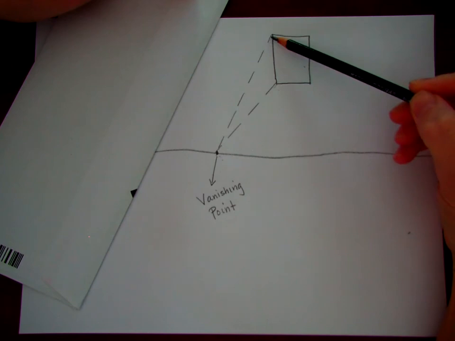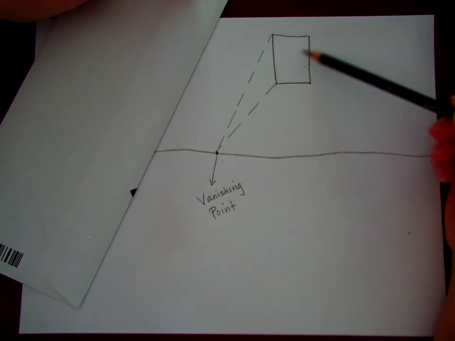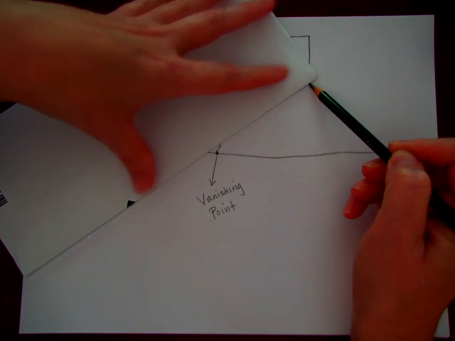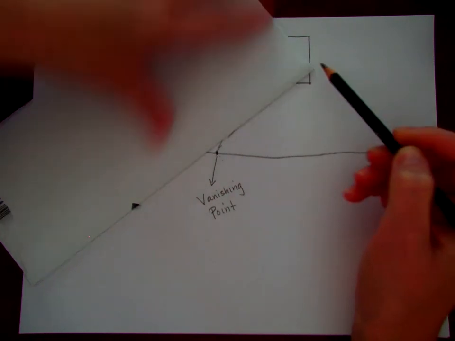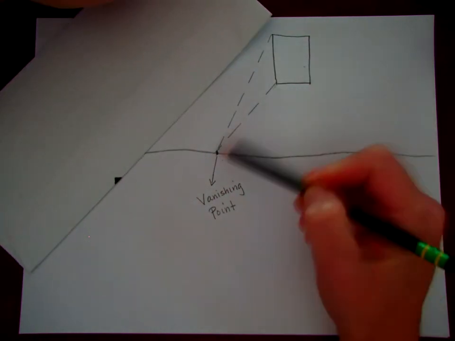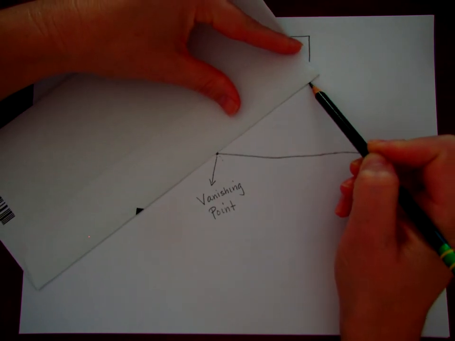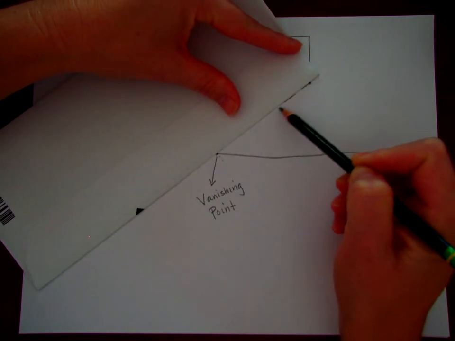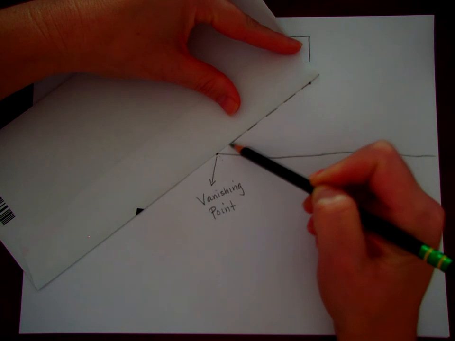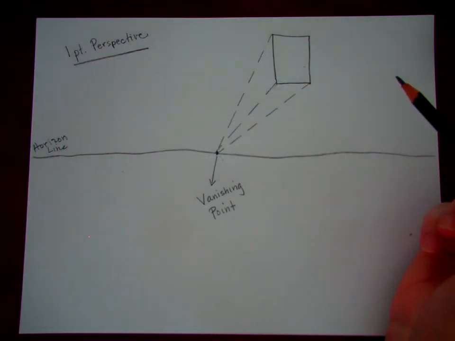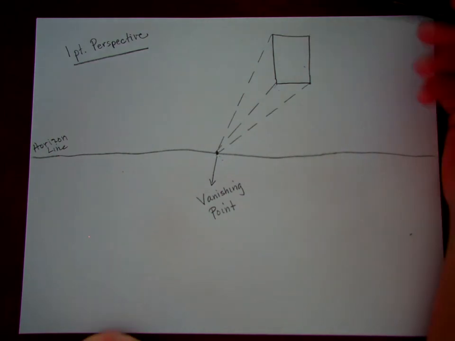So as you can see now, we have this edge of this form. And we're going to do the same over here, simply connecting this corner to that corner there. So I think once you get that concept that all the angles are connected to that vanishing point, it becomes easier just to draw it kind of freehand.